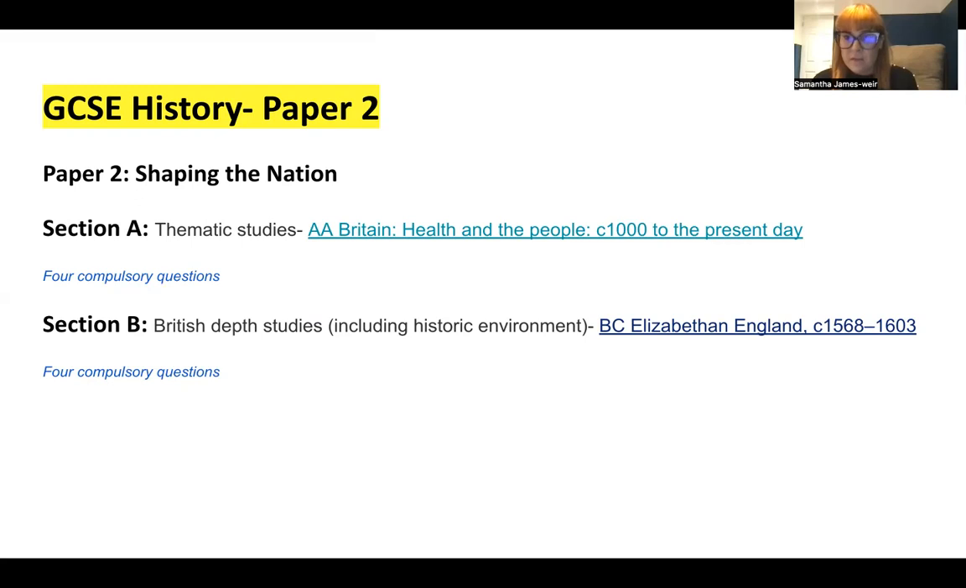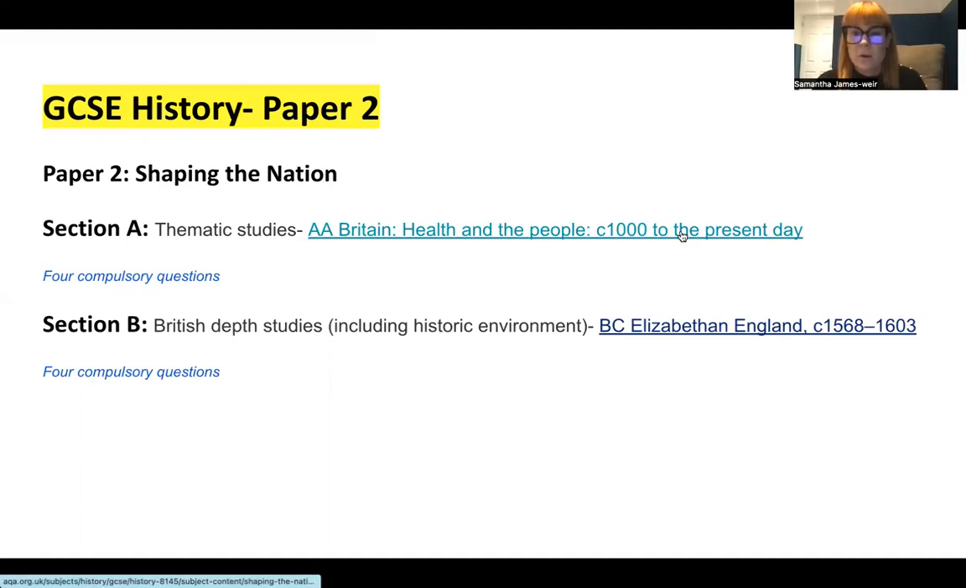And both of these then have 4 compulsory questions. So that's the same as section B for paper 1. So the only section they have that has the 6, and usually it's a couple of extra small mark ones related to sources, is on the first paper in the first section.